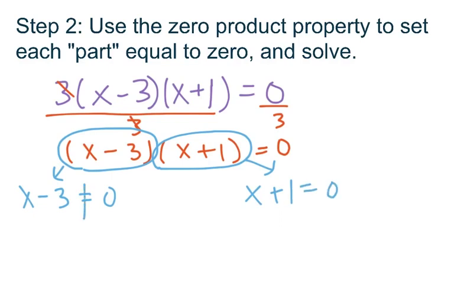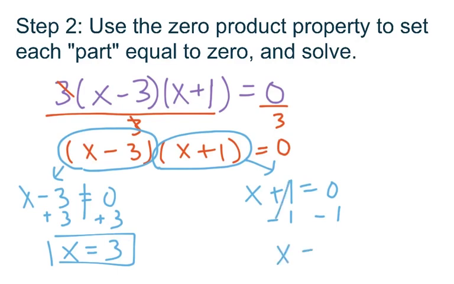So over here on the left side, we're going to do plus 3 to both sides. We get x equals 3. That's one of our answers. Then over here on the right side, we're going to do minus 1 to both sides. They cancel. We get x equals negative 1. That's our second answer. So again, we're doing the same thing. We're just adding this extra step where we're going to have x equals something at the end of our problem.